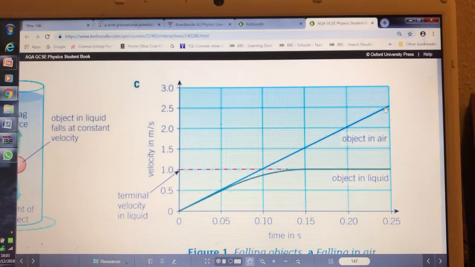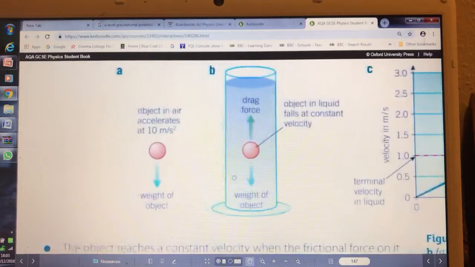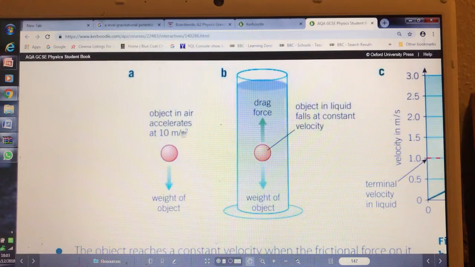So if we take the gradient of this particular line here, where we've got 2.5, i.e. the upward stretch between 0 and 2.5, and across, 0 and 0.25, now if we divide 2.5 by 0.25, we are going to get a value of 10 meters per second squared, which closely correlates with what you have here, which is 10 meters per second squared.